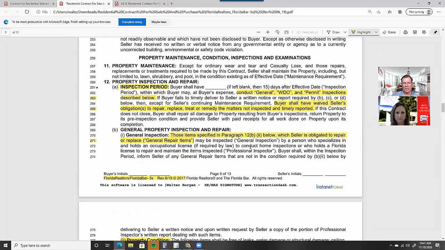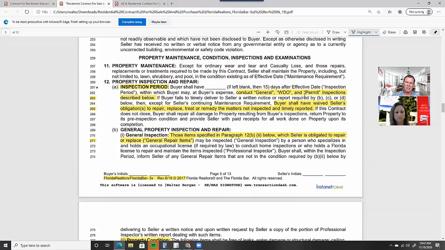So the property inspection, this is the major difference between the as-is contract and the standard contract. The first thing here is it's going to say inspection period. Very similar. It's going to give you a 15-day default from the effective date to do it. But it does mention that they have the right to do a general inspection or a WDO inspection and permit inspection. So it's going to mention those three inspections specifically.